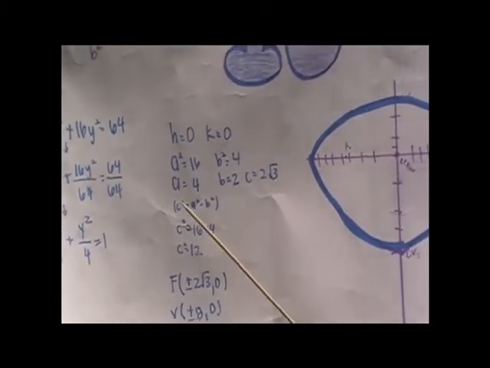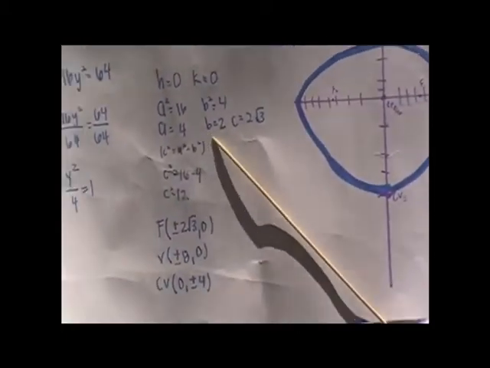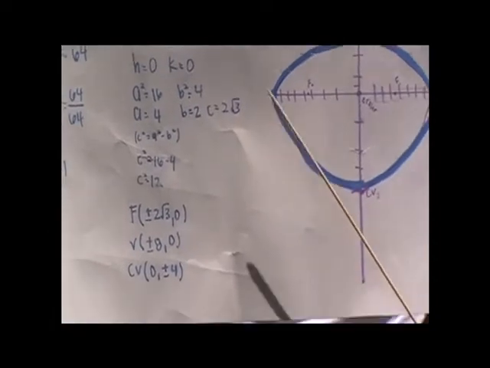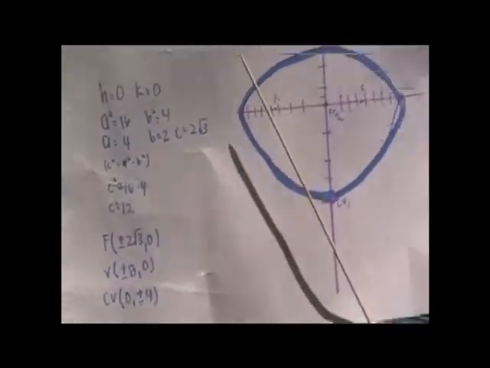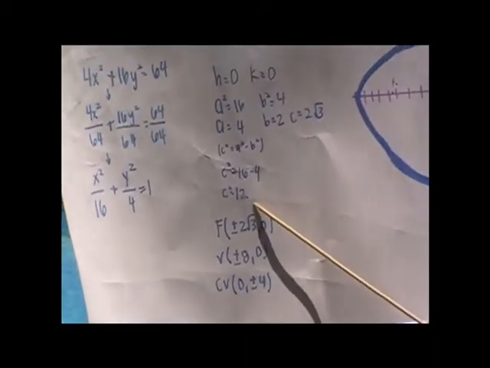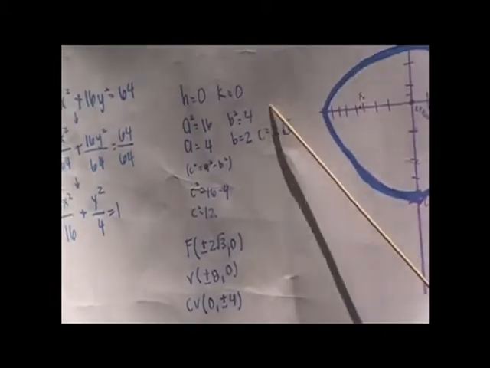Hey. Step 1, you gotta find A, B, and C. You can't find C by using C squared equal A squared minus B squared. Hey. C squared equals 16 minus 4. Then you still gotta square root the C, though. C equals 2 square root of 3. A equals 4. B equals 2.